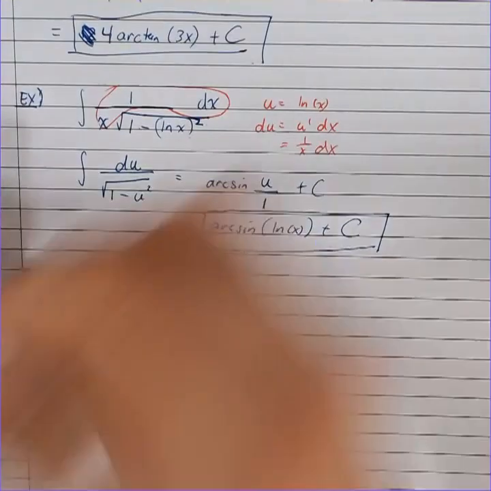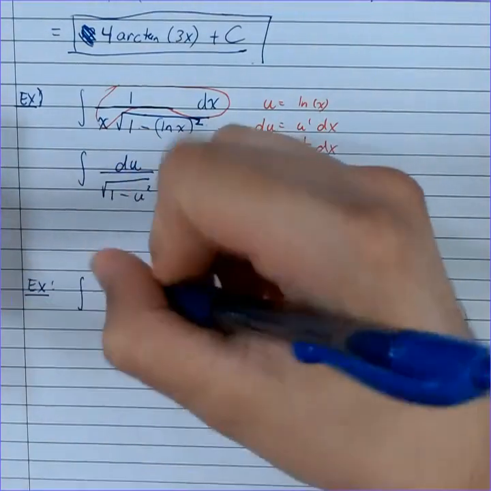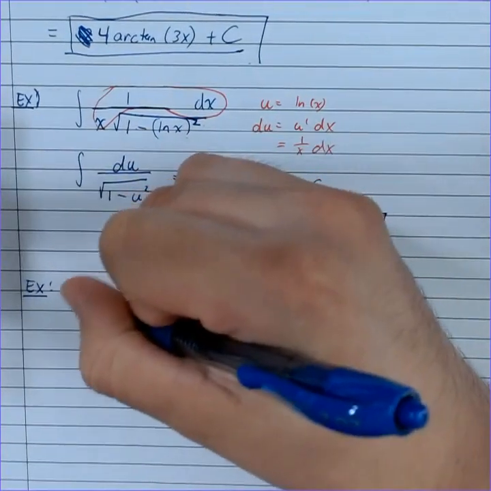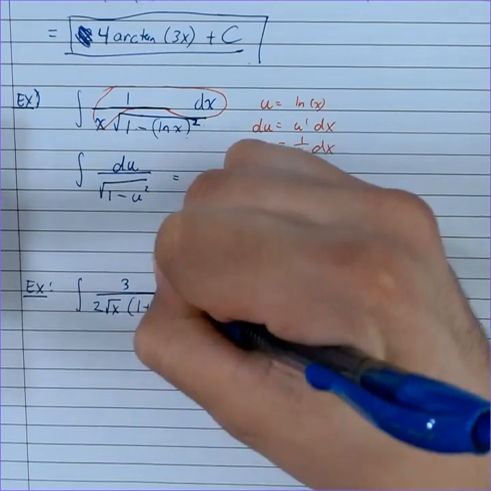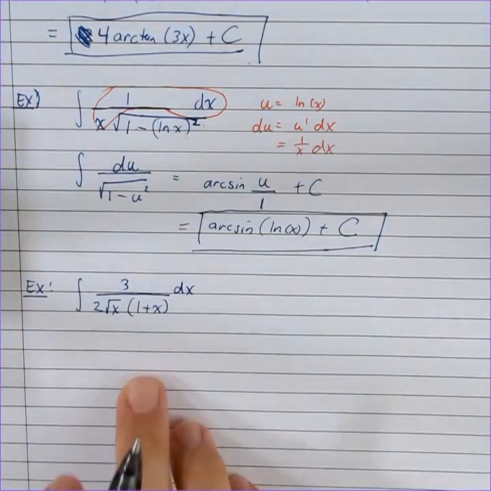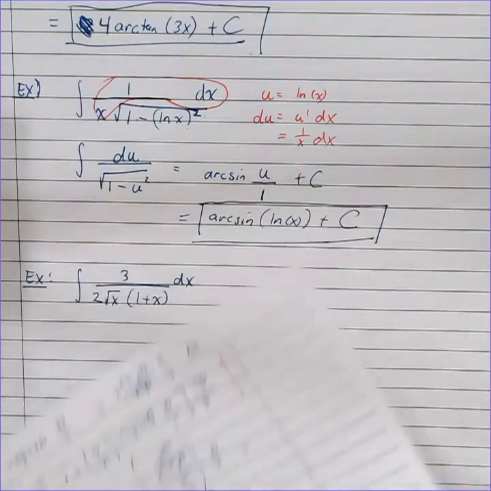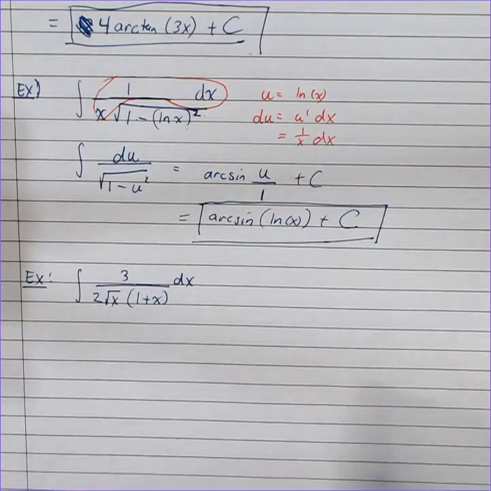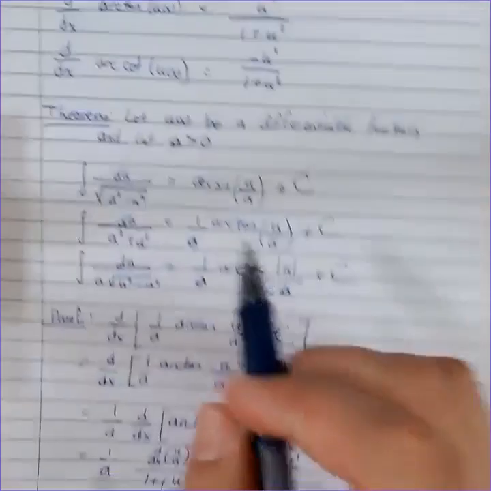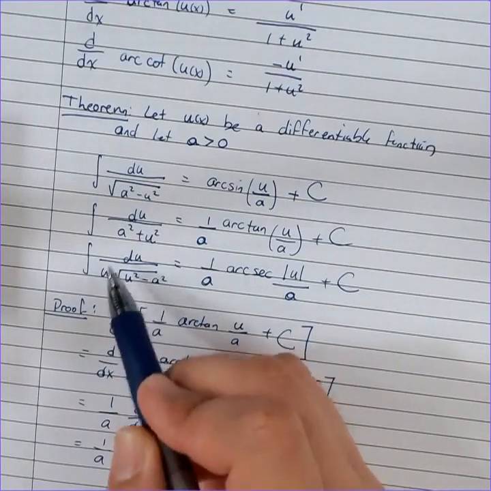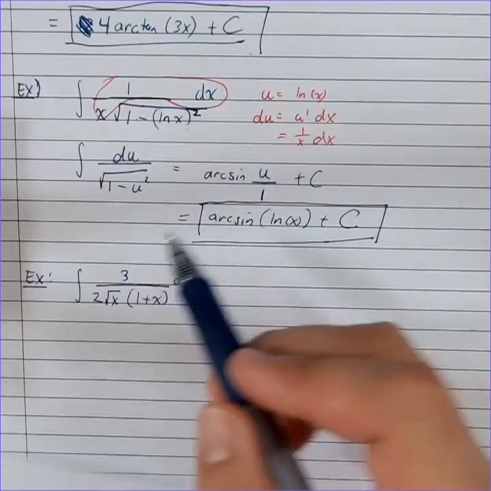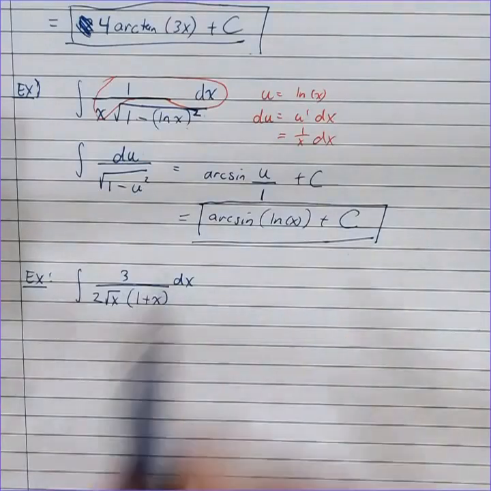Try this. Take the integral of 3 over 2 square root of x times 1 plus x dx. Notice this doesn't quite look like any of our expressions because, again, constant plus variable. We don't have any of those. We have constant squared plus variable squared, right? And then we have constant squared minus variable squared, and variable squared minus constant squared. This one has something outside the square root. Well, I'm not quite sure, right?